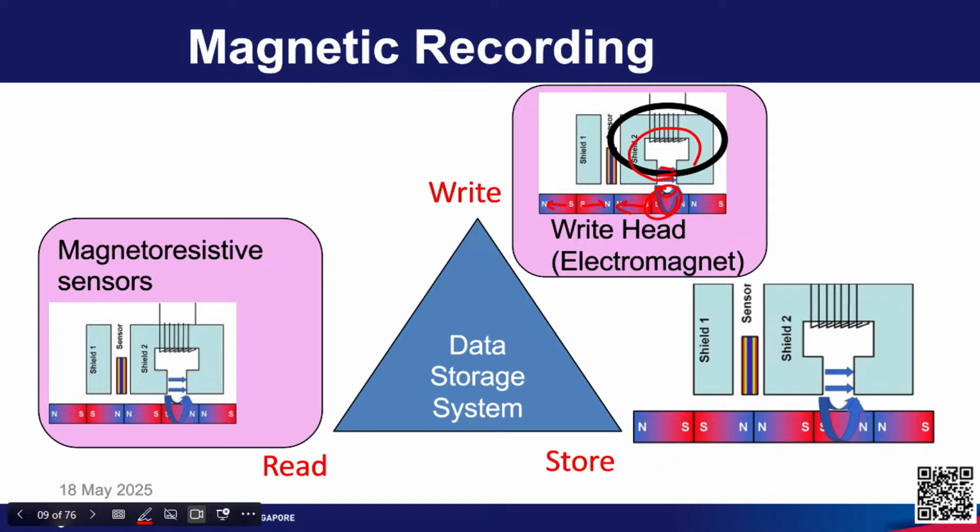In hard disk drives, these electromagnets are in nanometer scale. For example, this gap may be a few tens of nanometer, maybe 50 nanometer or even less. I am not very updated on what the gap is, but it is 50 nanometer or smaller. So we are talking about tiny electromagnetic heads to write information in hard disk drive.